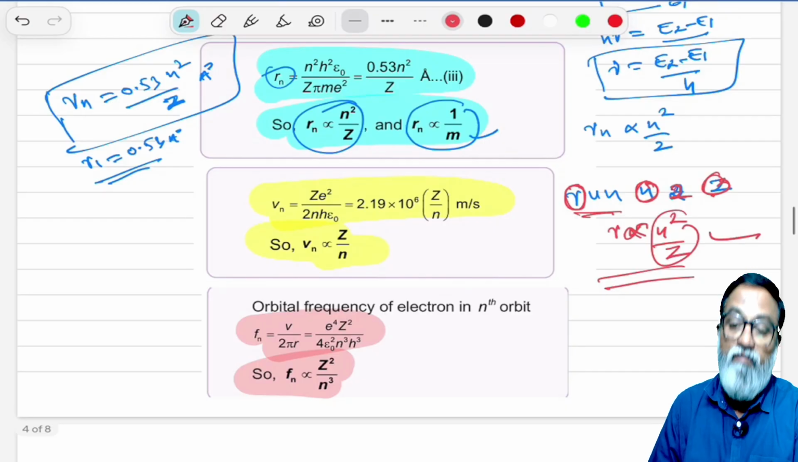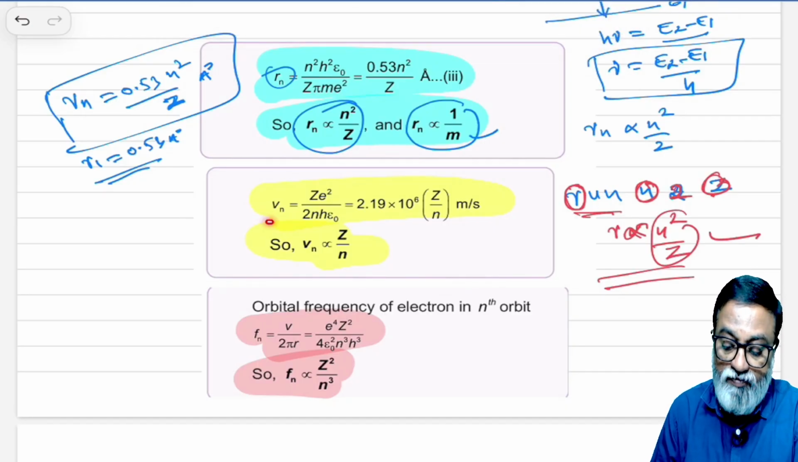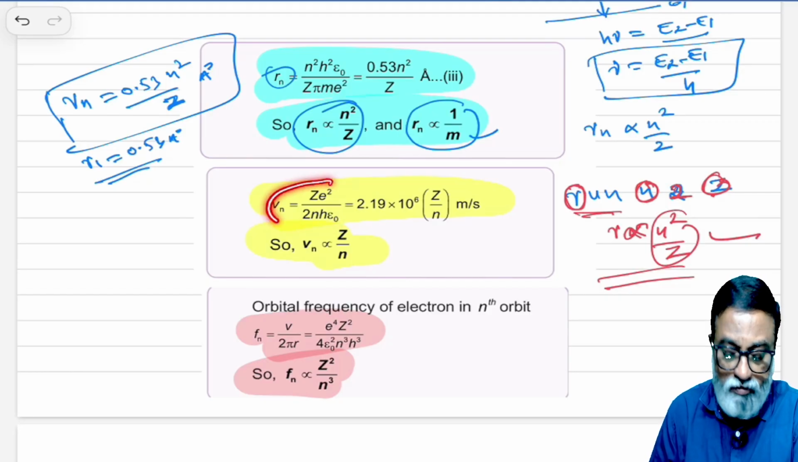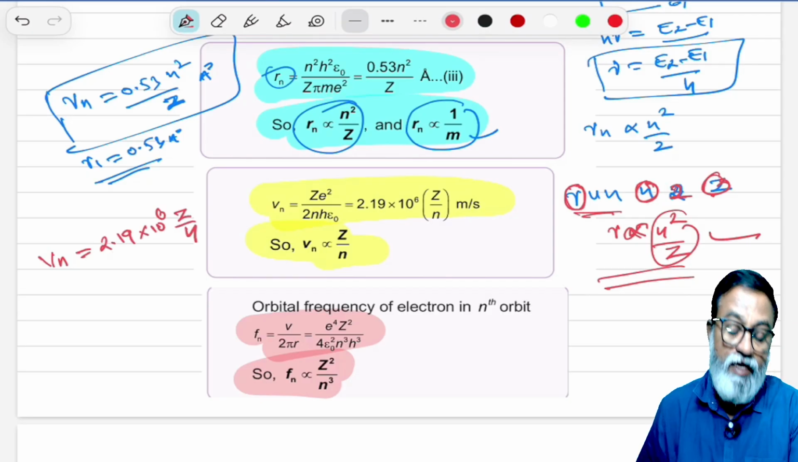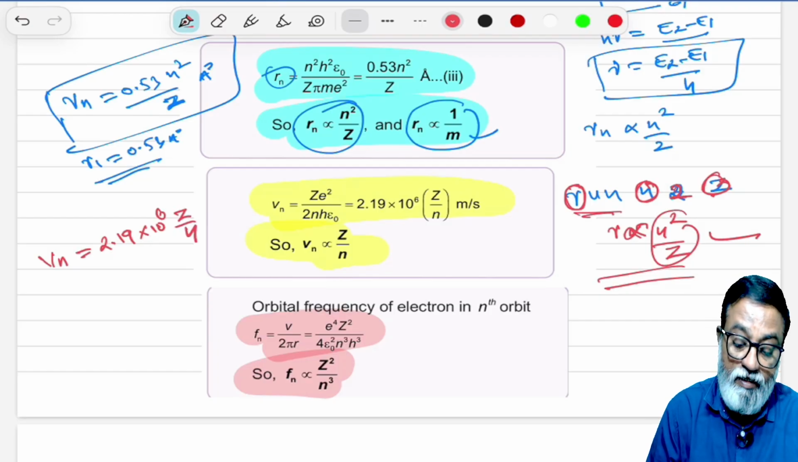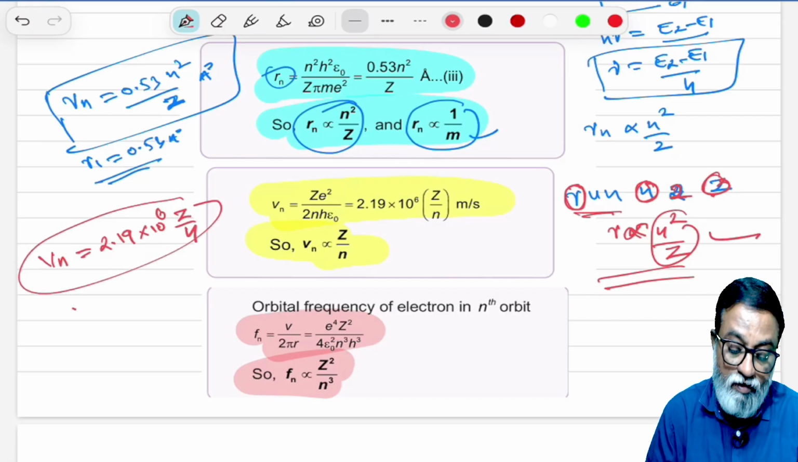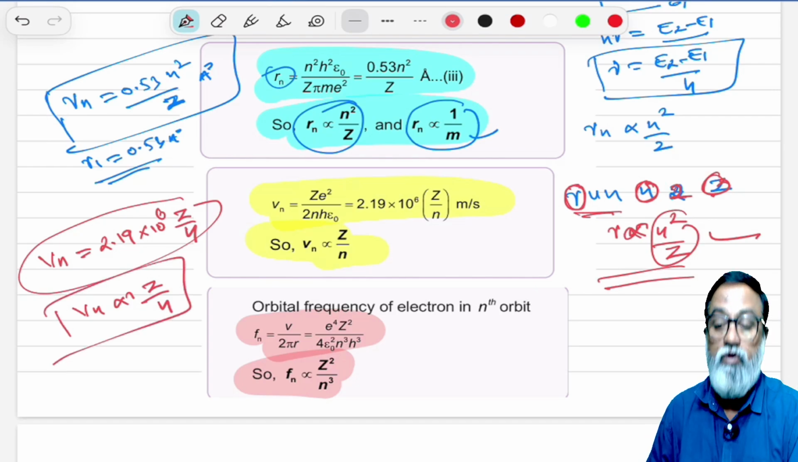Another one, velocity in the nth orbit, that is V_n equals Z e square by 2 n h epsilon naught. Here also there is no need to remember all these things. You have to remember the velocity in the nth orbit is 2.19 into 10 to the power of 6 into Z by n. Therefore, V_n is proportional to Z by n.